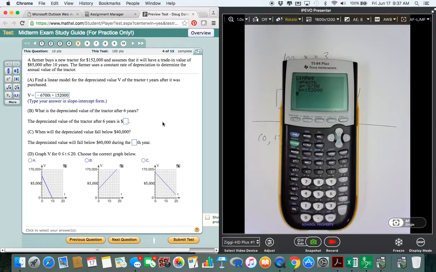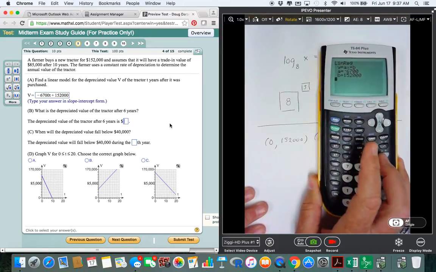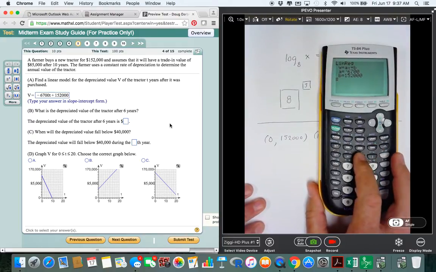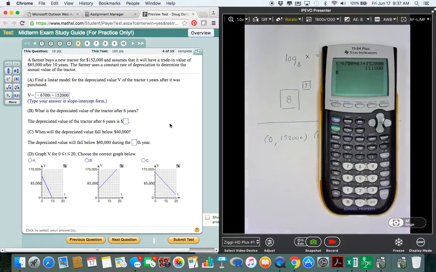So what is the depreciated value after 6 years? Well, I just need to put 6 into this. All right, so if I put 6 into this, I'm going to have minus 6,700 times 6 plus 152,000. So my depreciated value is 111,800.